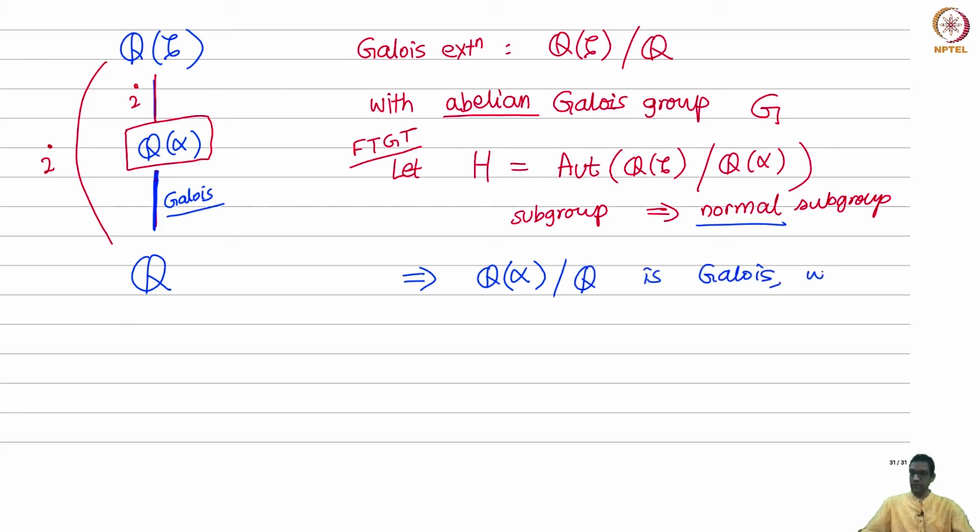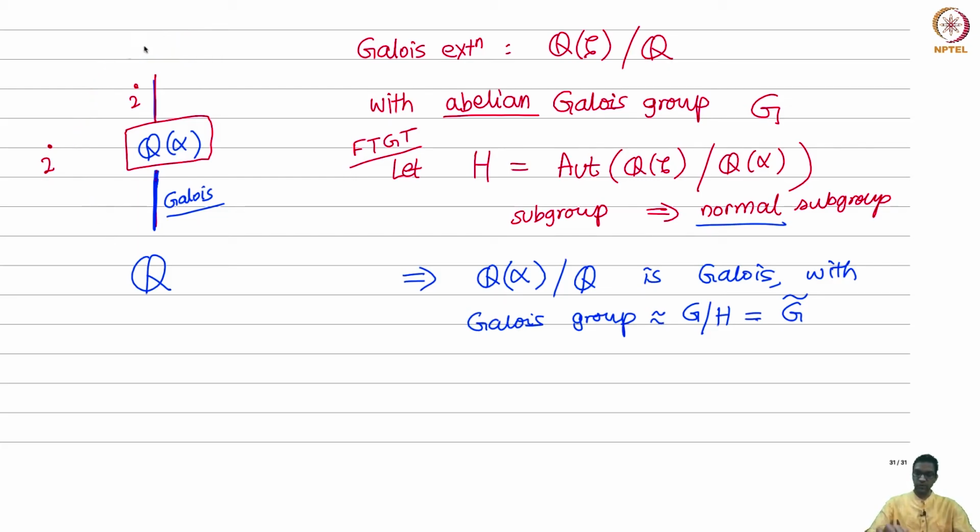Okay, and what's the Galois group? Well, it's just G mod H, right? With Galois group G isomorphic to G mod H. Okay, so maybe we'll call this G tilde. This is the Galois group of Q(alpha) over Q. Okay, good. So now we are in good shape.